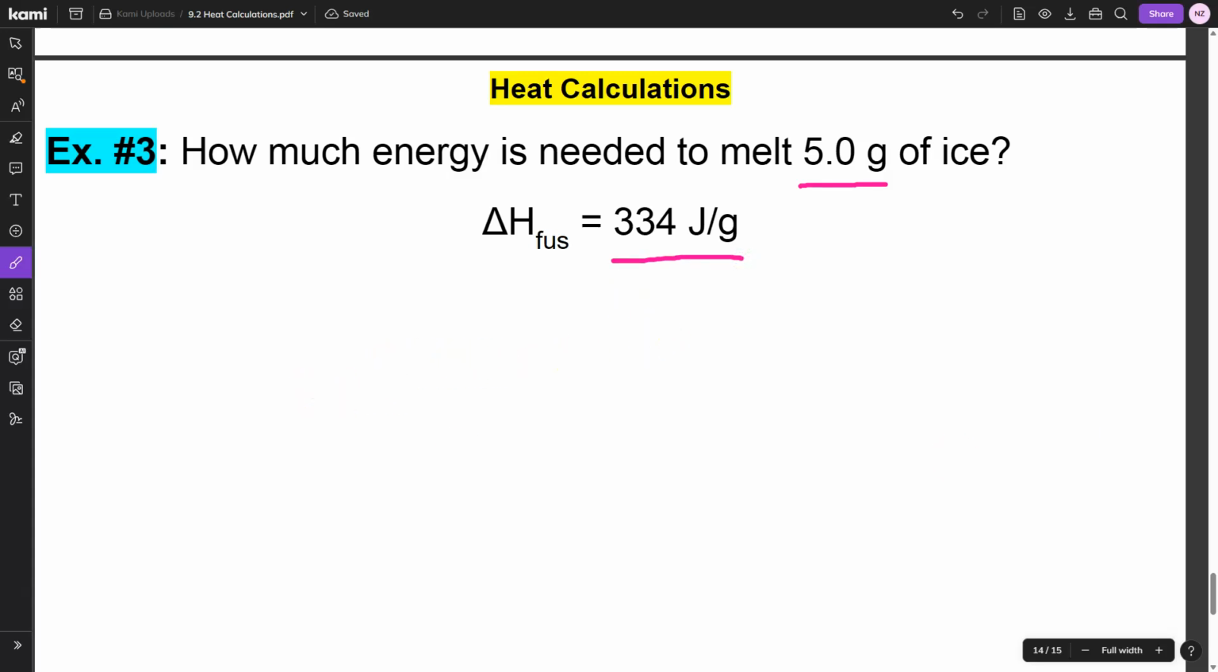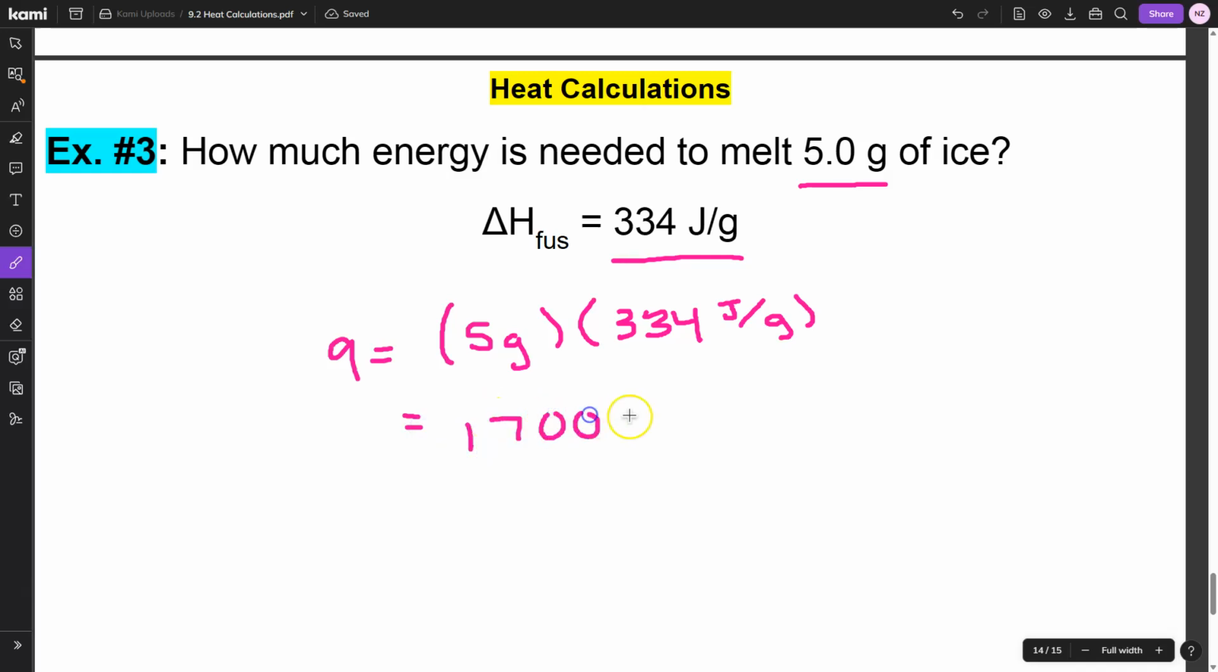So in order to do this conversion, we are going to need to multiply the heat of fusion by the mass. So our Q is just going to be the mass, which is 5 grams, and we're going to multiply that by our heat of fusion, which is joules over grams. So when I plug that into my calculator, I get 1,700 joules. That's how much energy is needed for this phase change, where we're going from solid ice to liquid.